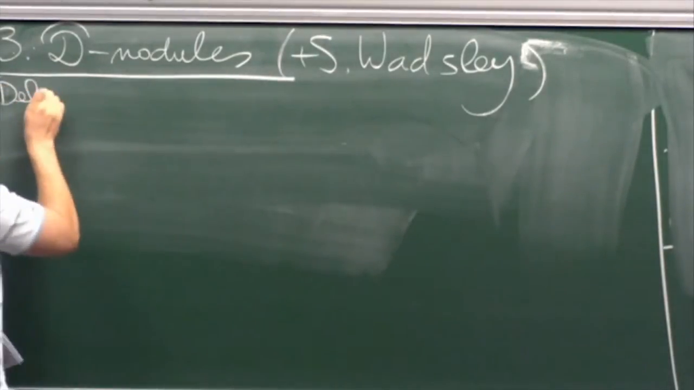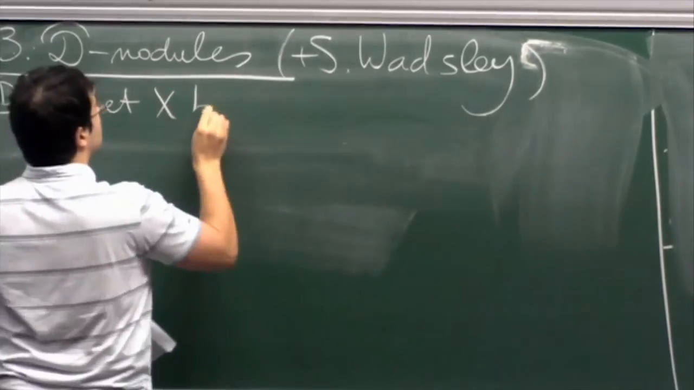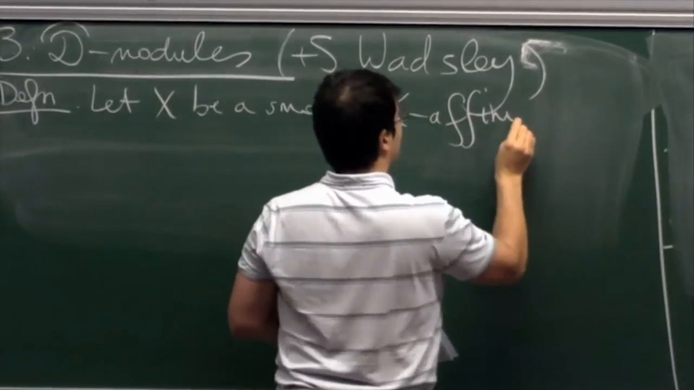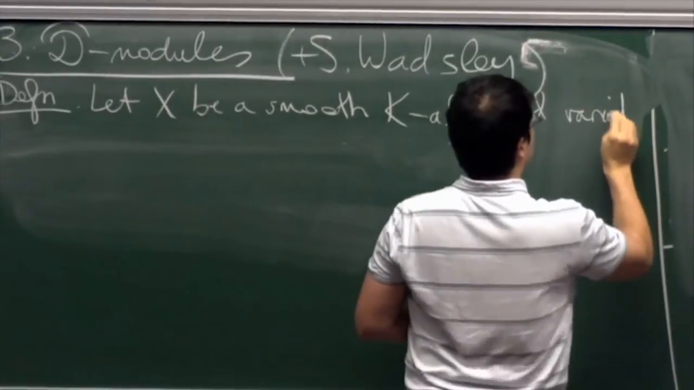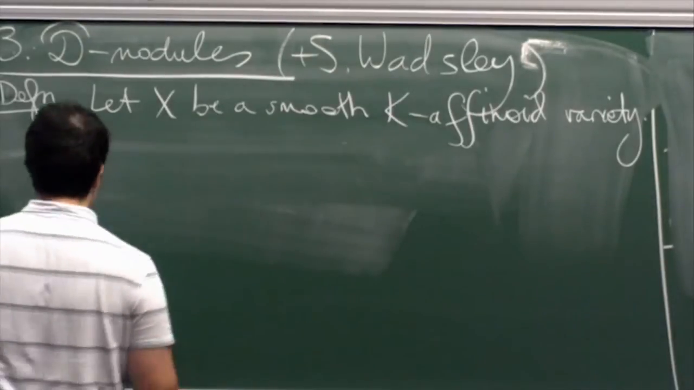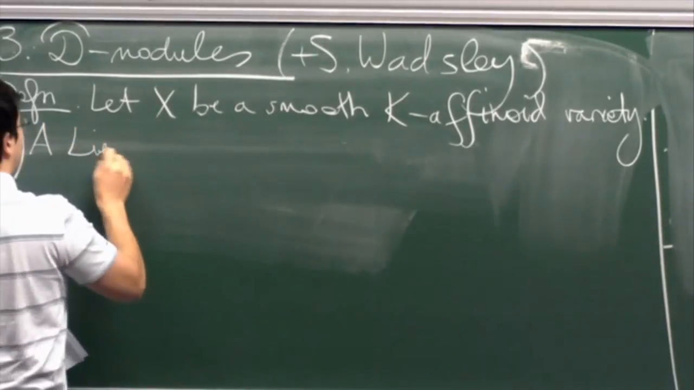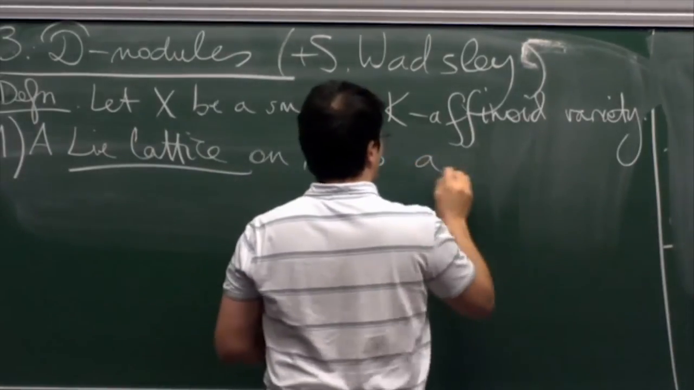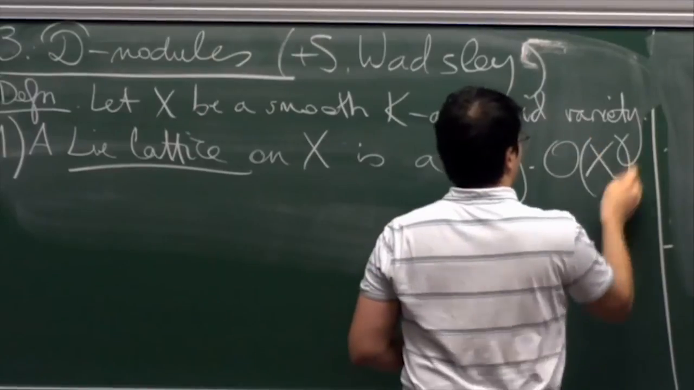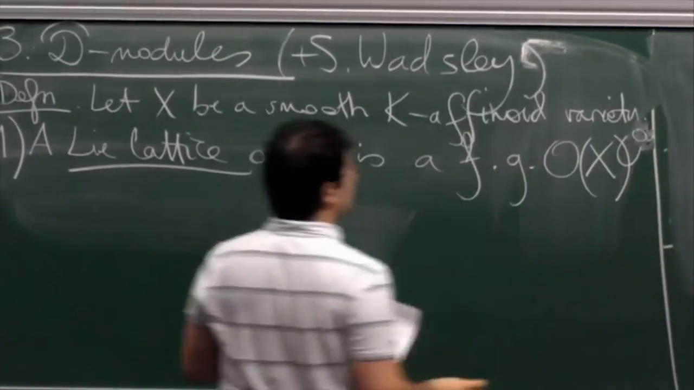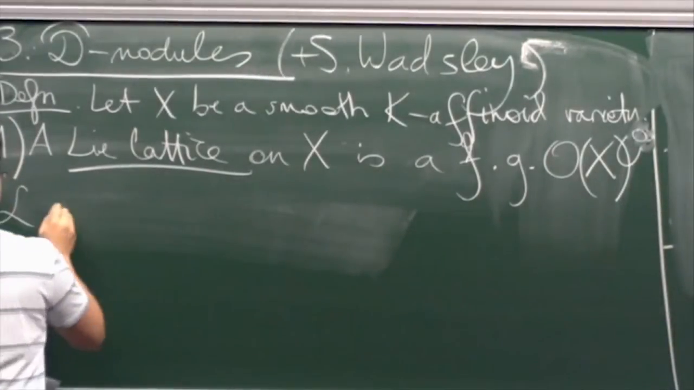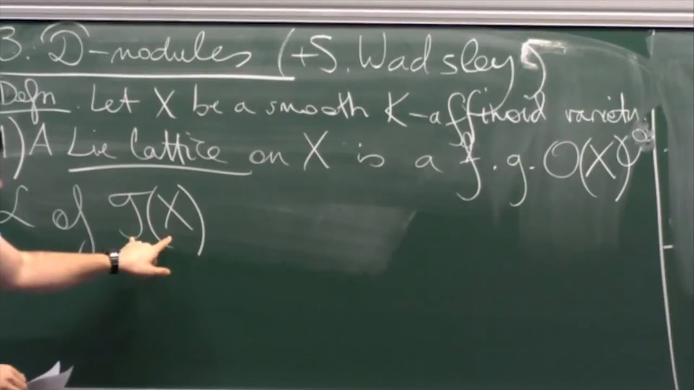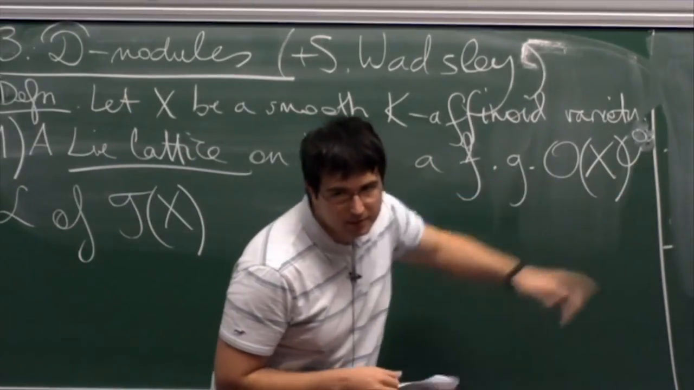Definition. Let X be a smooth affinoid variety over the ground field K. A Lie lattice on X is a finitely generated submodule, curly L, of the derivations of O of X, finitely generated over the subring of power-bounded elements.